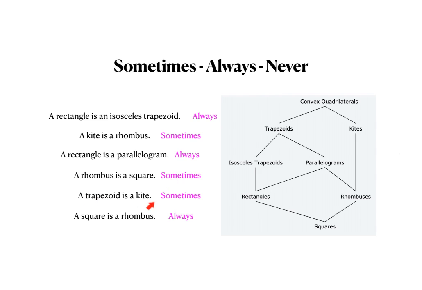A trapezoid is a kite. That happens when the trapezoid is a parallelogram, which is a rhombus, and therefore a kite. Not all trapezoids are kites, but sometimes they are. A square is a rhombus. That happens always. Squares always have opposite sides parallel and all sides congruent.